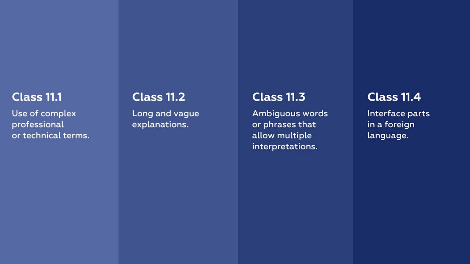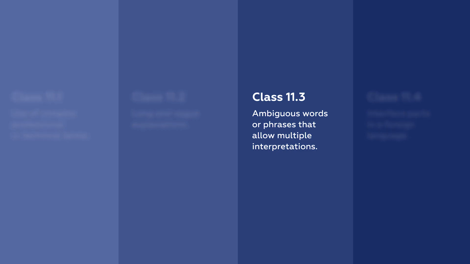Subclass 11.3 focuses on ambiguous words or phrases that allow multiple interpretations. Unlike class 11.2, we attribute 11.3 to cases where even short copy leaves the meaning vague. Our recent Markswebb research across over 100 services shows this type of problem appears most often in 2 situations.